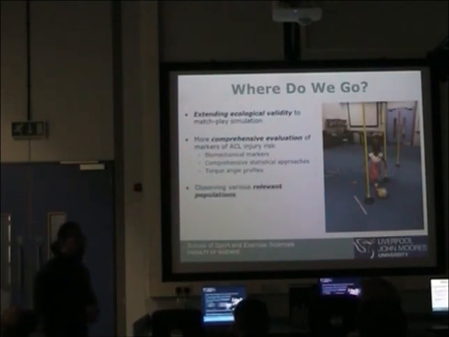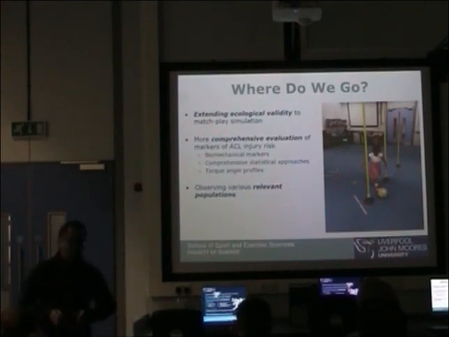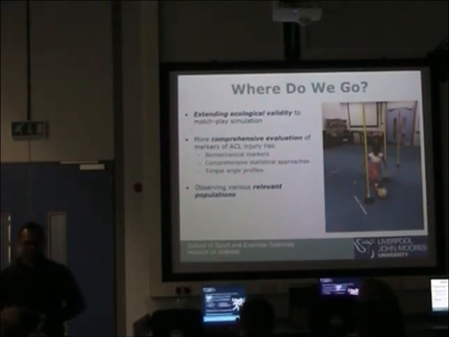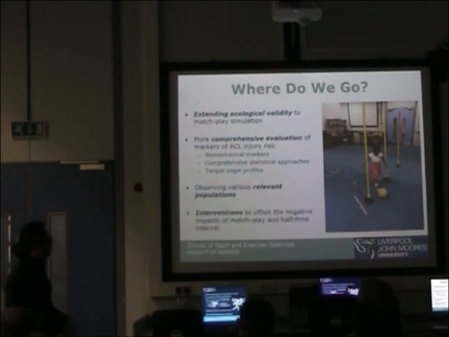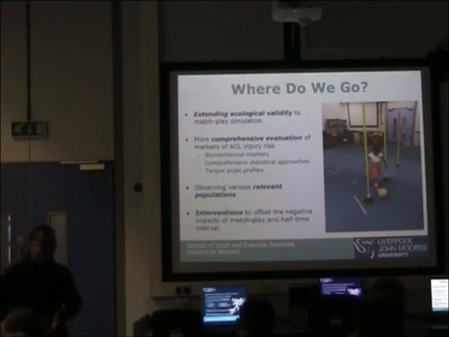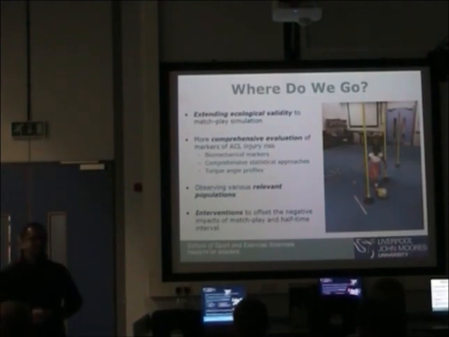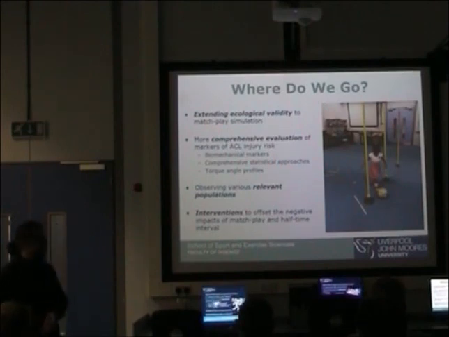We also should observe various relevant populations. We can start off with kids, and elderly people like 40-year-olds. We can look at children, and we can also look at elite athletes. And we can also test interventions that may help to offset the negative effect of match play. Currently, a lot of interventions are being used to prevent injuries. However, whether these interventions are effective, when tested biomechanically and neuromuscularly, remains unknown.